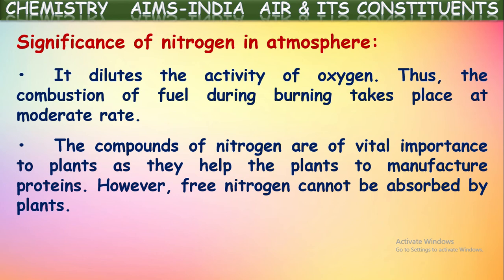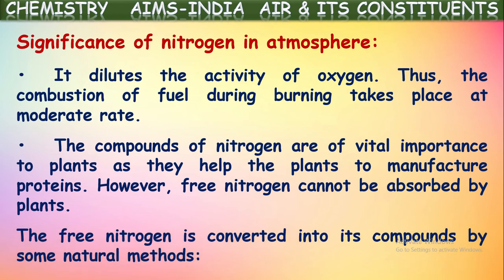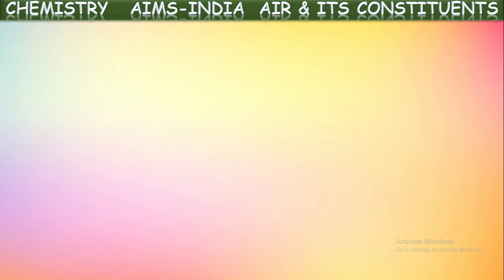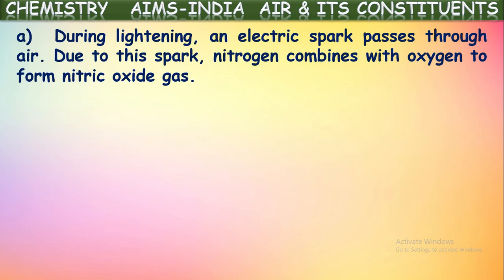That free nitrogen should be converted into usable compounds of nitrogen. That will be done naturally. The free nitrogen is converted into compounds by some natural methods. In nature, the free atmospheric nitrogen slowly converts into compounds of nitrogen which can be used by plants for the preparation of proteins in them. So that process occurs naturally. Let us see how it occurs in nature, the conversion of atmospheric free nitrogen into compounds of nitrogen which can be used by plants.